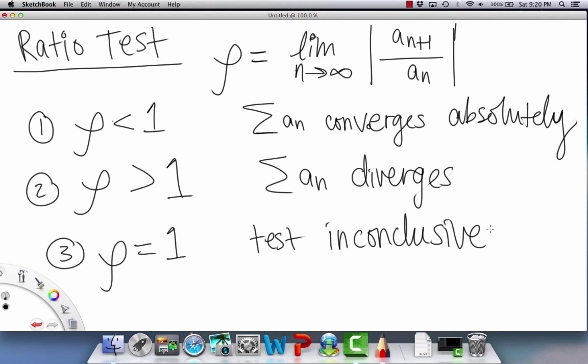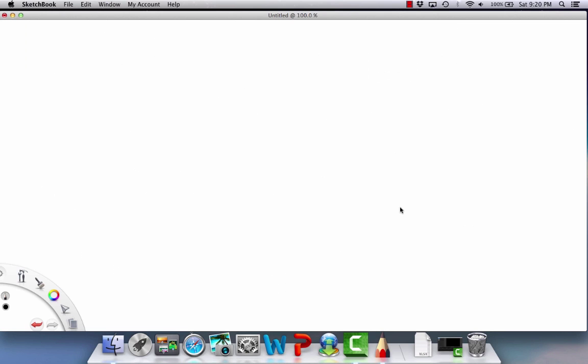This just means that the test told you nothing more. So it could still converge or diverge. We can't tell, basically. Okay, so let's do an example applying this ratio test.